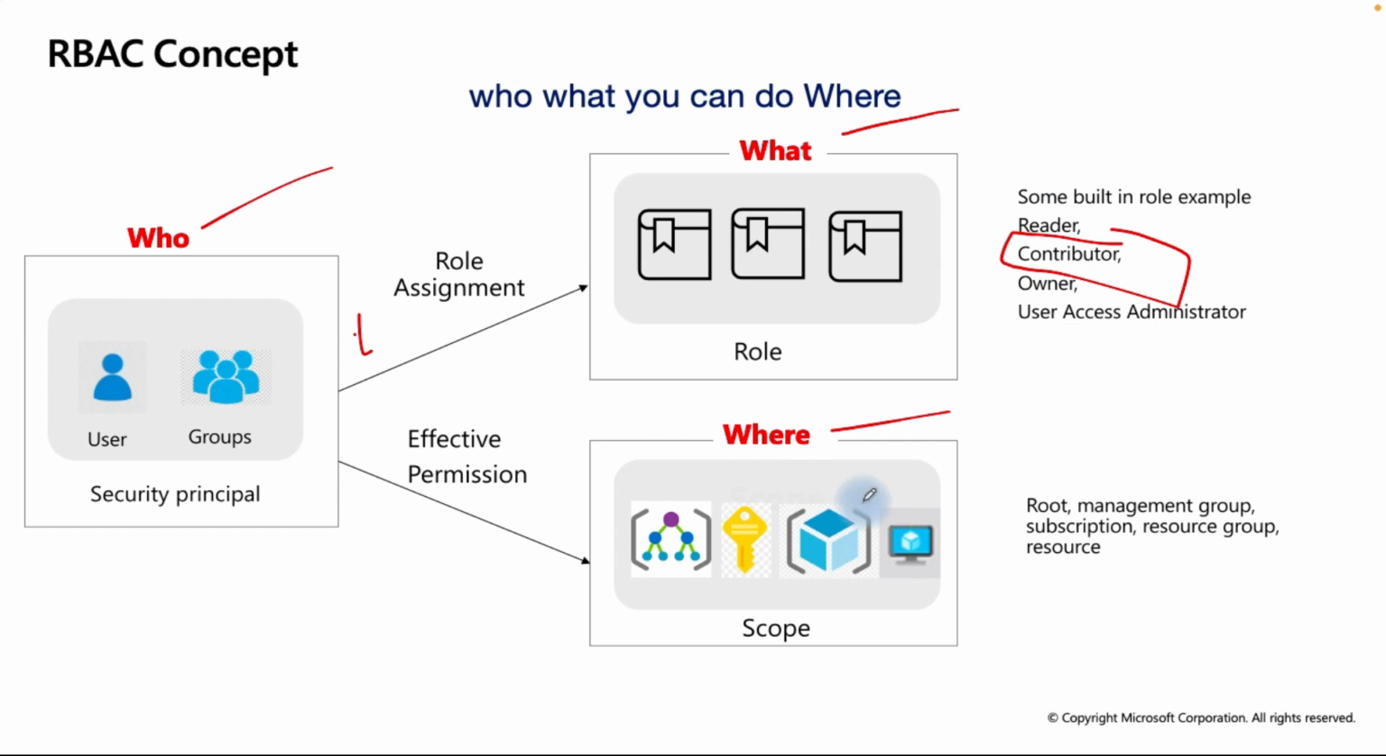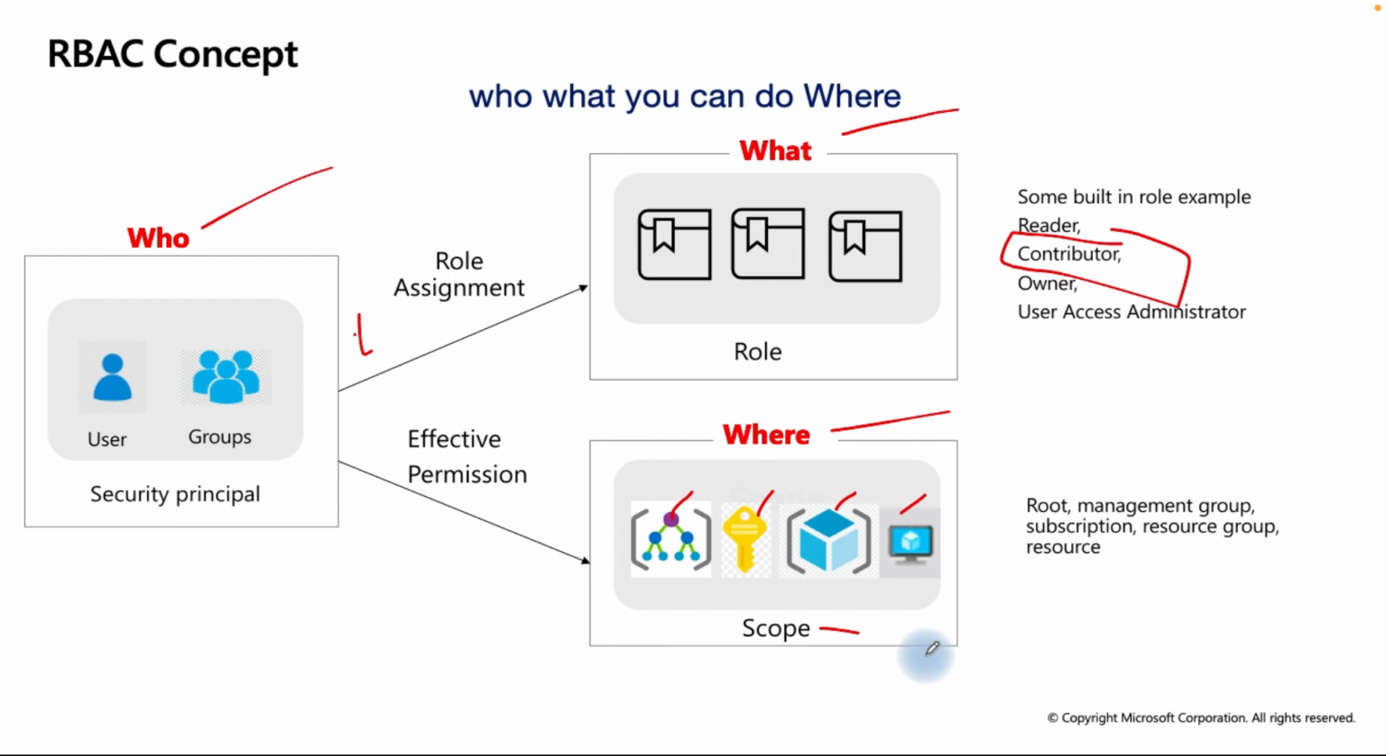Next one, scope level. Scope is where you need to assign this role for Tim. You can assign it at the management group level, the subscription level, the resource group level, and also the resource level. So this is where Tim will access the resources. You can understand who, what, where: who is assigned, what role will be assigned, you select the roles from there, and where you need this permission to be effective is the scope level. I think you now understand the RBAC concept.